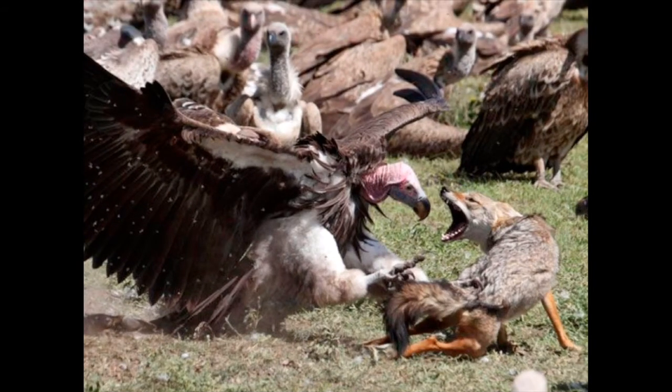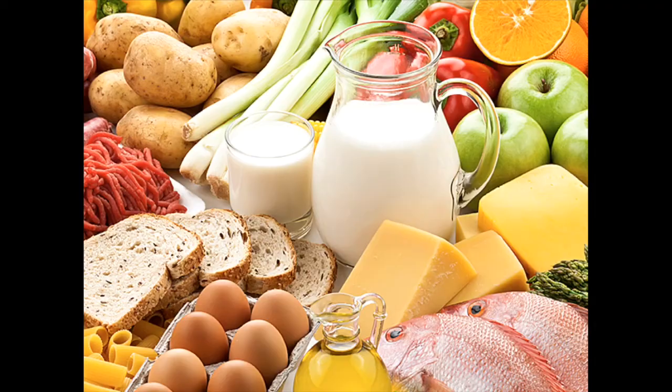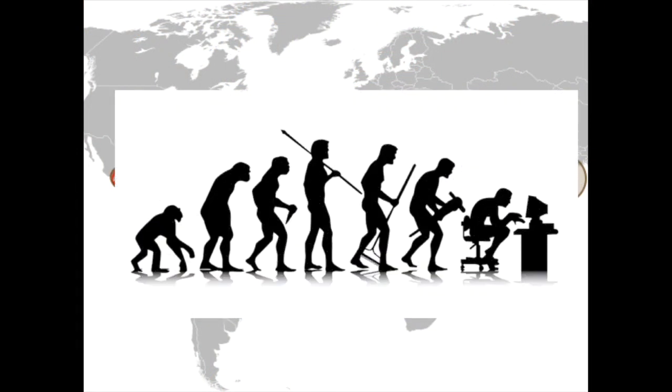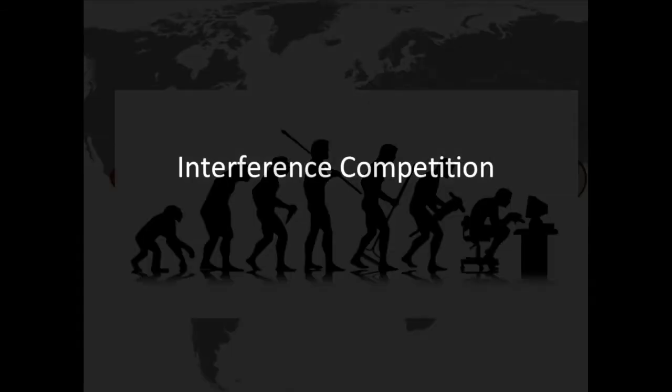Competition is a really big thing in nature. There are a lot of species in nature and a limited amount of stuff, like space or food, to go around. So competition has a huge influence on species distribution and evolution. There are a couple types of competition.